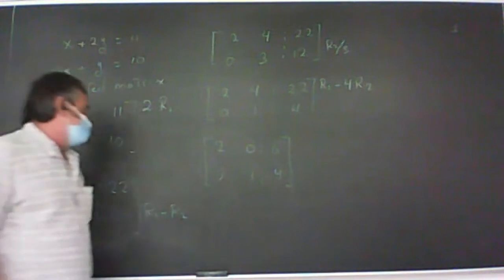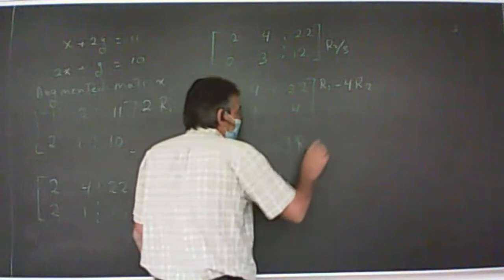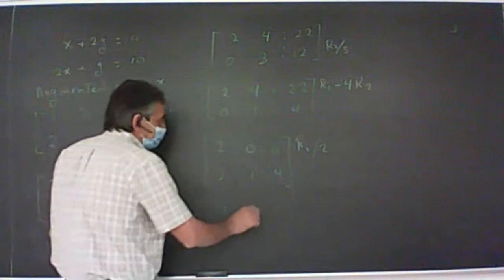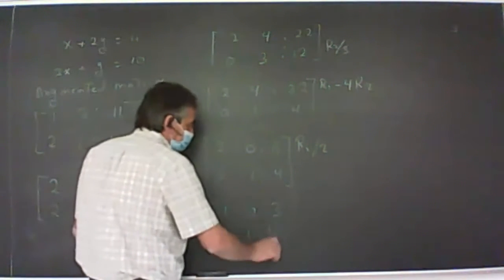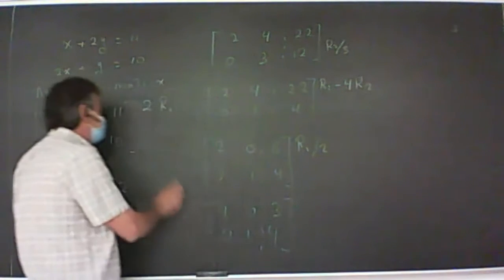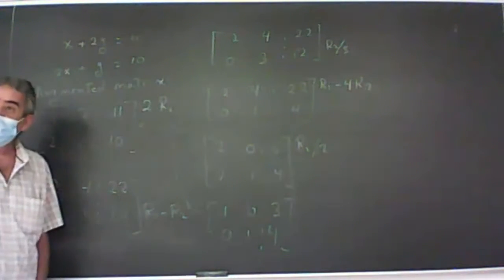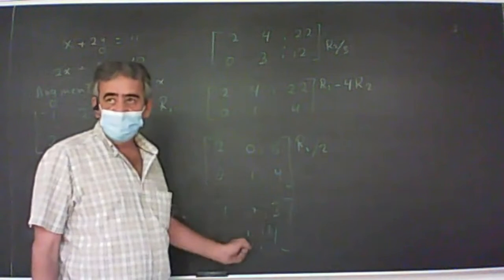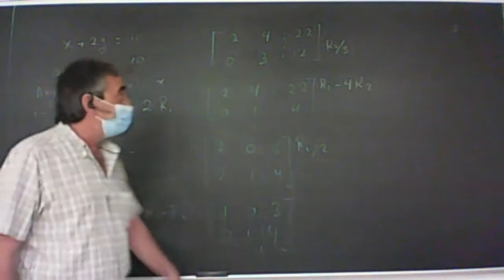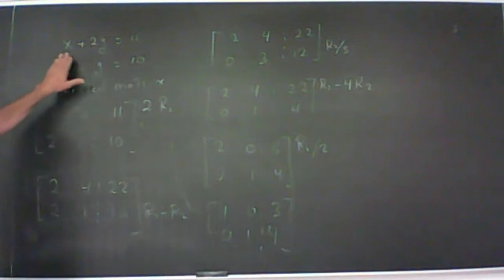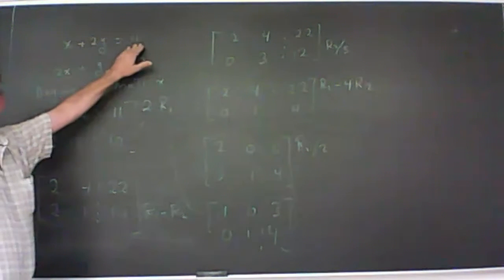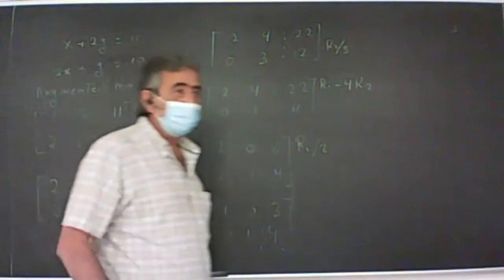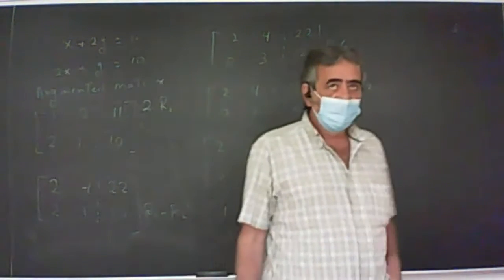So now I can say, for instance, I want to divide row 1 by 2. Now what do I get? 1, 0, 3, 0, 1, 4. And this is equivalent to the original, yeah? But the difference between the two, here we have x equals 3, y equals 4. So if I were to substitute over here, what do I get? 3 plus 8 equals 11. And then 6 plus 4 equals 10. And that's the solution to the system of equation.